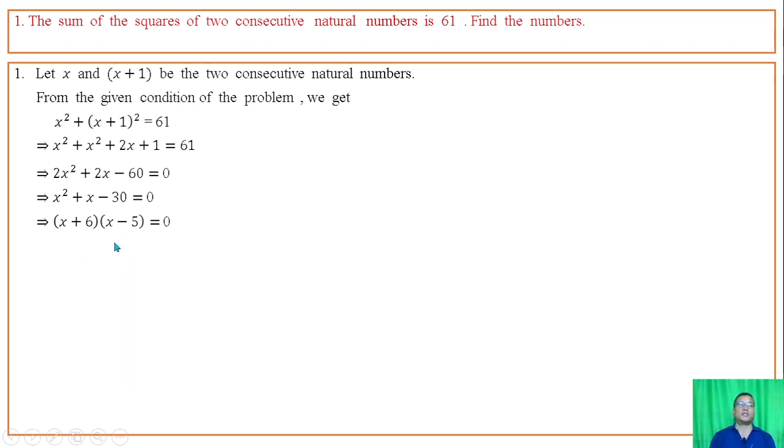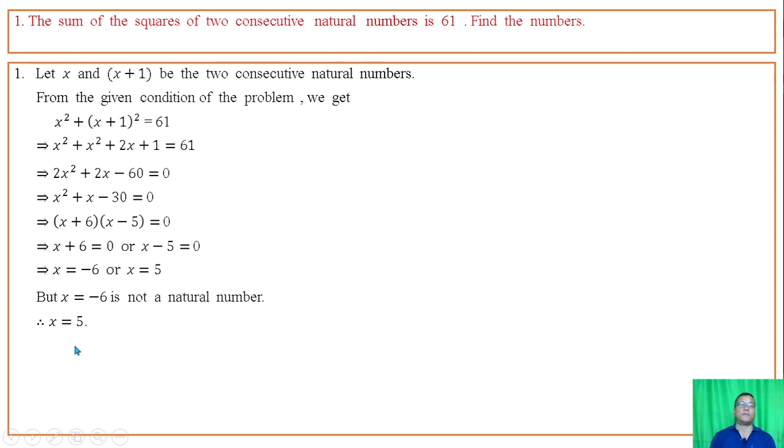Product of two factors is 0. So the first factor may be 0 or the second factor may be 0. x plus 6 equal to 0 gives x equal to minus 6, or x minus 5 equal to 0 gives x equal to 5. But x equal to minus 6 is not a natural number, so we have x equal to 5. Thus, the two consecutive natural numbers are 5 and 6.